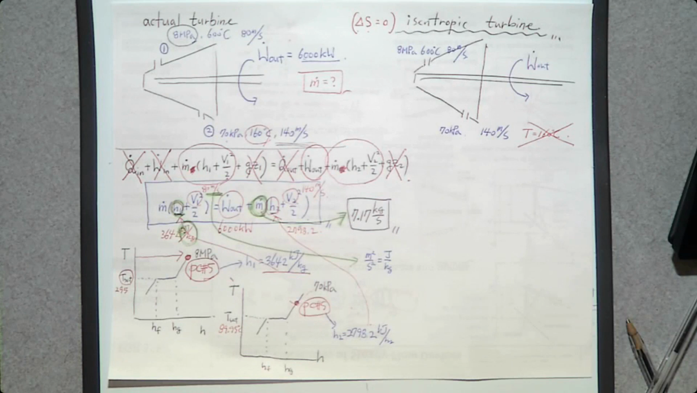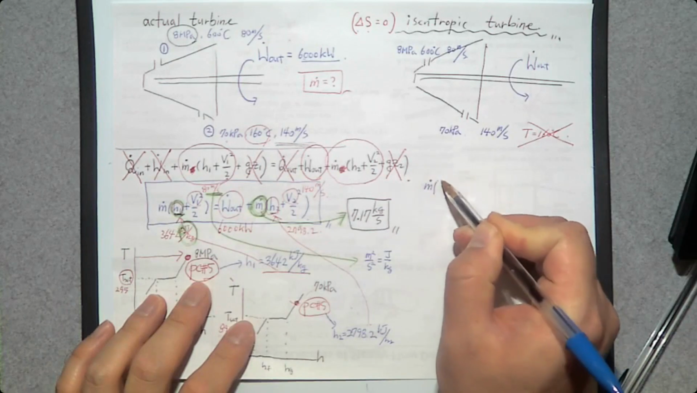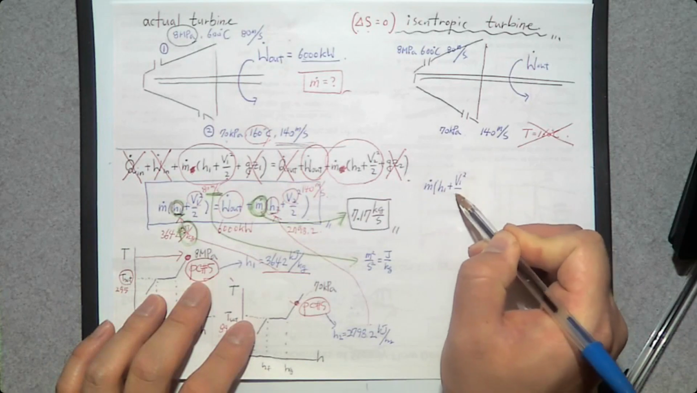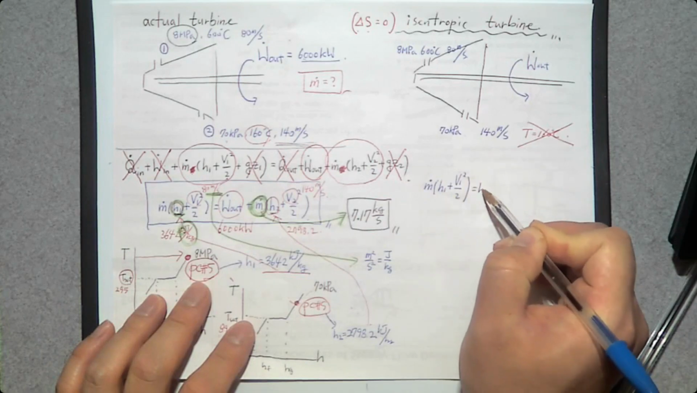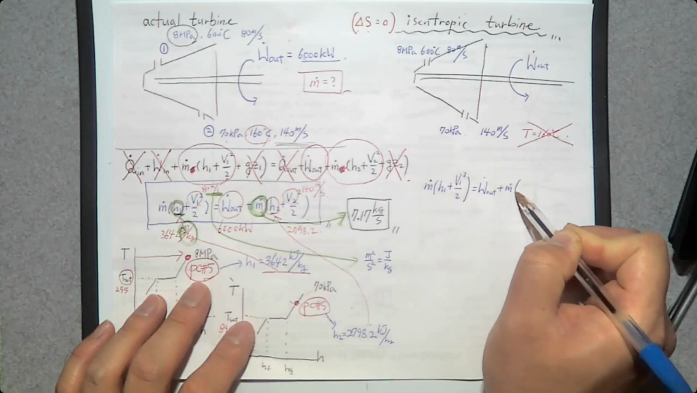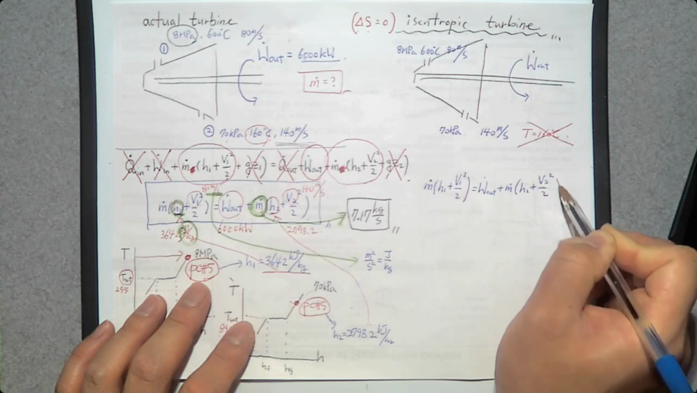Then let's solve this problem. What is the energy balance equation? We already found the energy balance equation, so I'm going to reuse this blue. The energy balance equation is m dot (h1 + v1 square over 2) is going to be w dot out plus m dot (h2 + v2 square over 2).